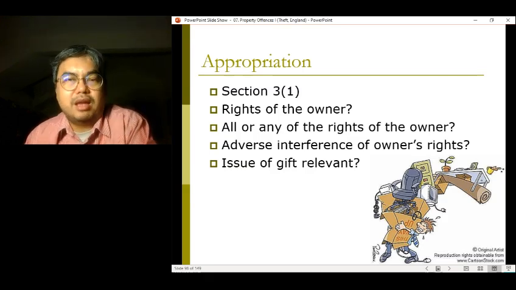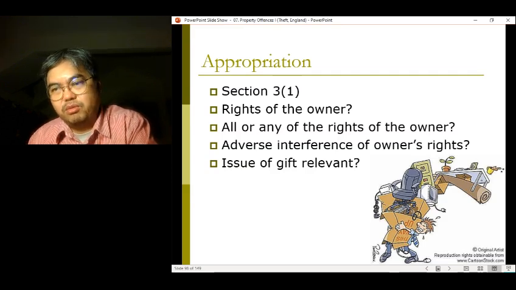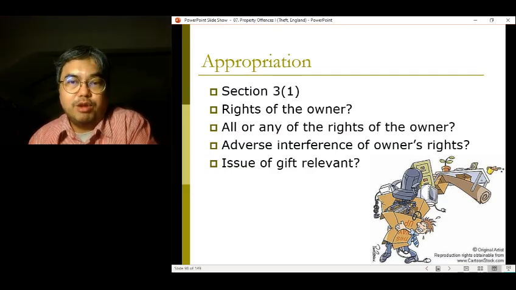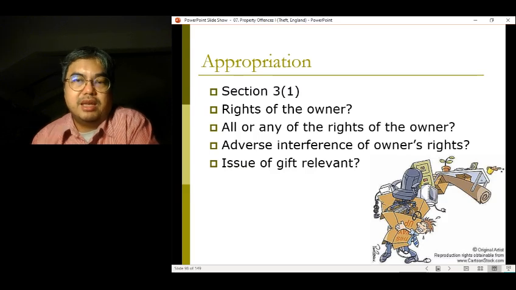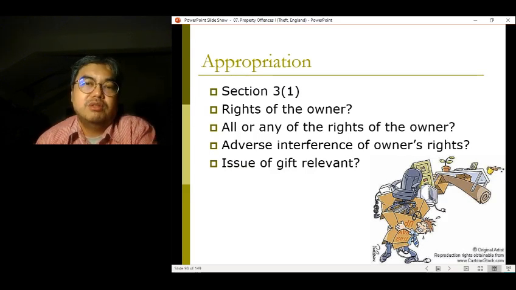At the end of the day, it's very technical. We just got to see: was there property? Did it belong to another? Was it appropriated? And was the appropriation dishonest? And was there intention to permanently deprive the owner of it, or permanently deprive the other of it?